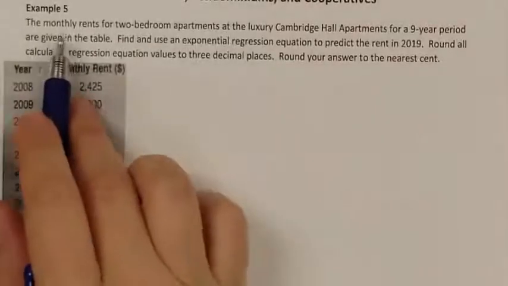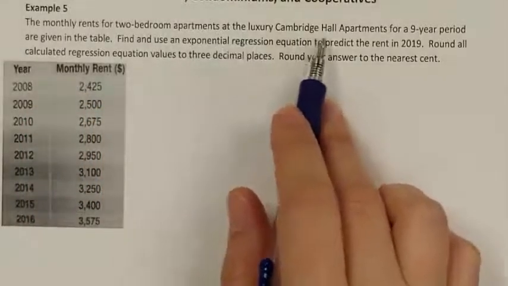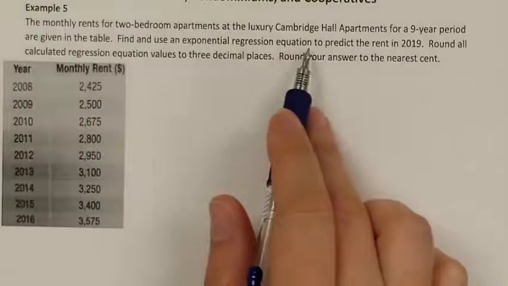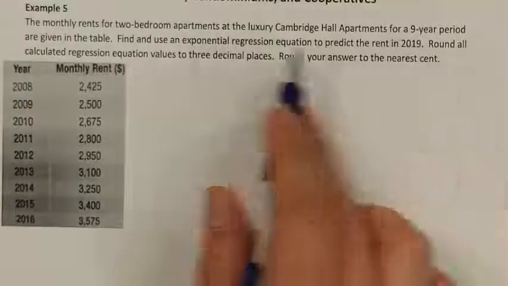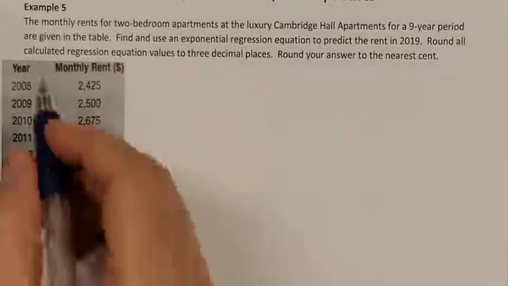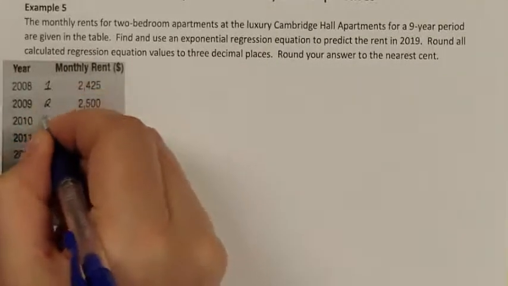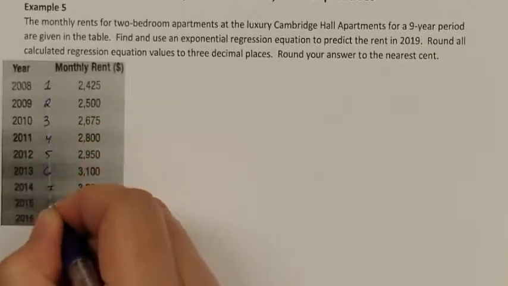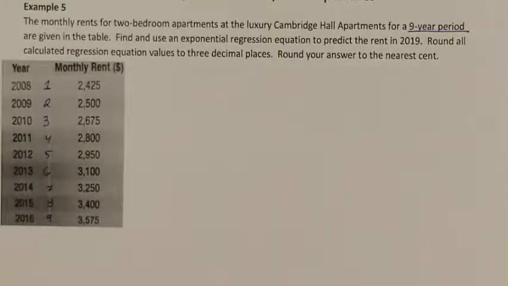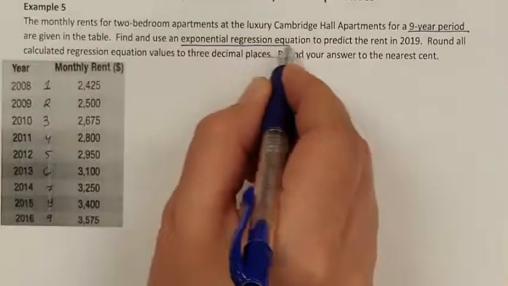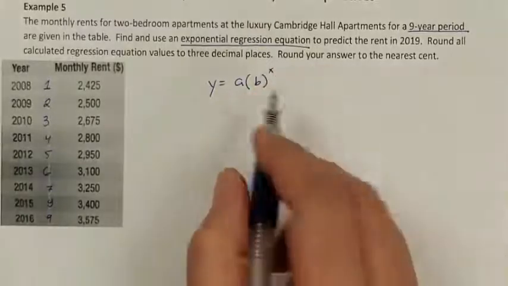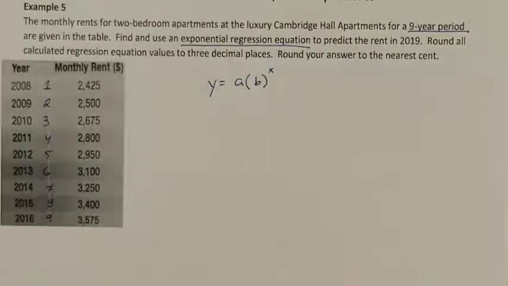So example 5. The monthly rent for 2-bedroom apartments at the luxury Cambridge Hall Apartments for a 9-year period are given in this table. Find and use an exponential regression equation to predict the rent of 2019. Round all calculated regression equation values to 3 decimal places. Round to the nearest cent. We're going to type this into Desmos. This is going to be represented by year 1, 2, 3, 4, 5, 6, 7, 8, 9, my 9 years. We're not going to write the years because it's going to make your calculations a little crazy. And we're looking for an exponential regression line. So it's Y equals some value times B to the X power, where B is your increase rate. So let's go ahead and take a look at Desmos.